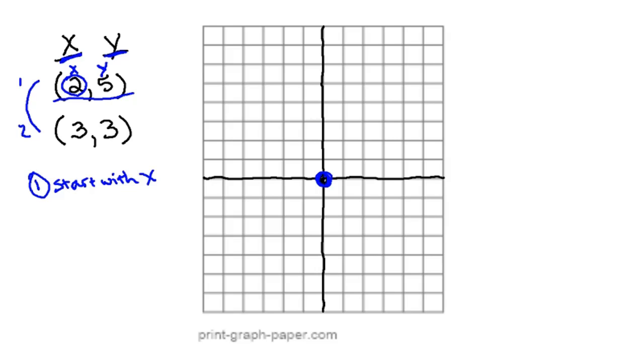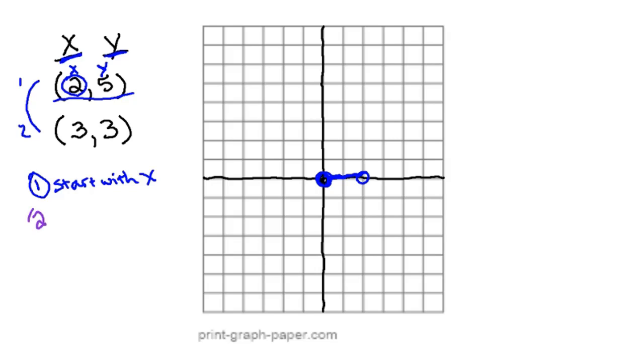So we're going to go over 2 squares, 1, 2, and I'm just going to draw an open circle right here, circling the 2 point, where the 2 boxes are, and that's where our X is. So we're going to keep that in the back of our mind. And then we're going to move over to the Y.